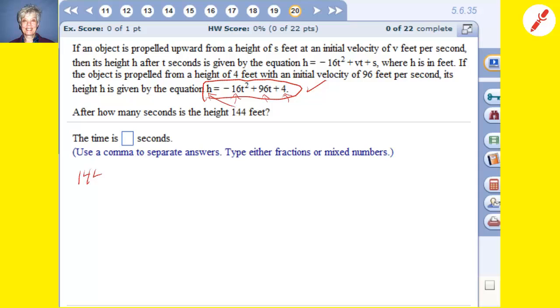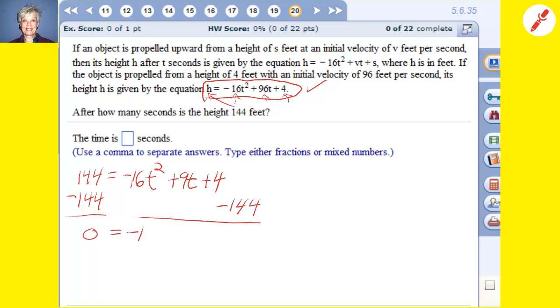And that will give us the following. 144 equals negative 16 t squared plus 96 t plus 4. Now all I have to do is solve this. It's a quadratic equation, so I'm going to use the zero principle and pull this 144 over to the other side so that I can set the equation equal to zero. Glad I caught that. 96t plus 4 minus 144 is going to be minus 140.